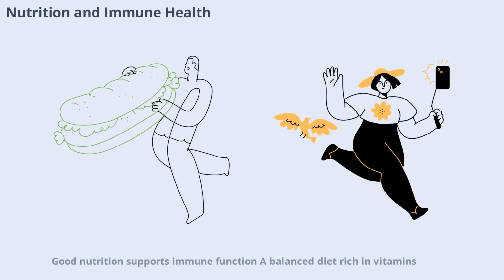Good nutrition supports immune function. A balanced diet rich in vitamins, minerals, and protein helps the body fight infections. Malnutrition can worsen immunodeficiency, so working with a nutritionist may be beneficial. Supplements are sometimes recommended, but always under medical supervision to avoid complications.